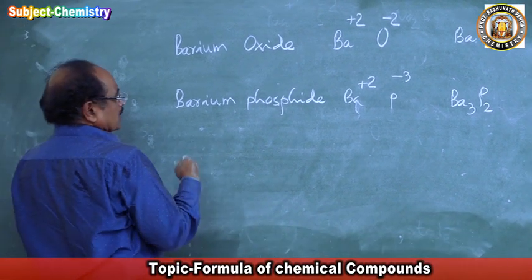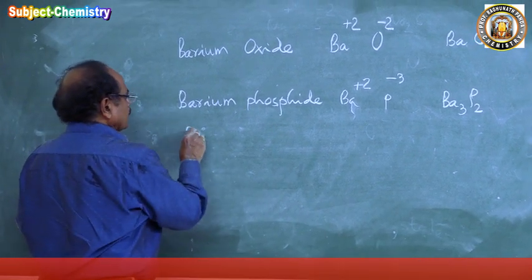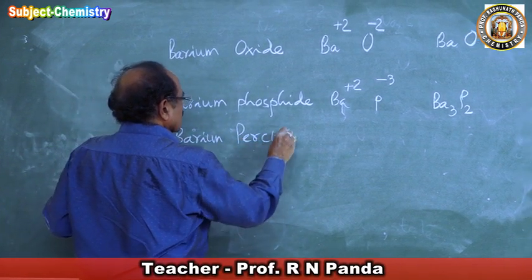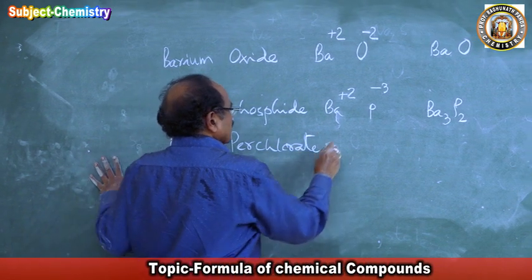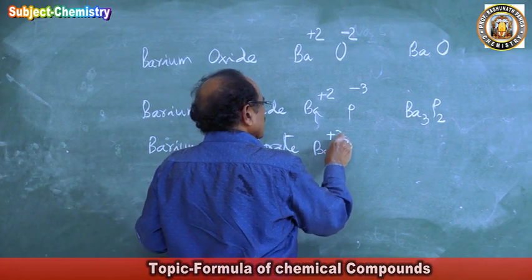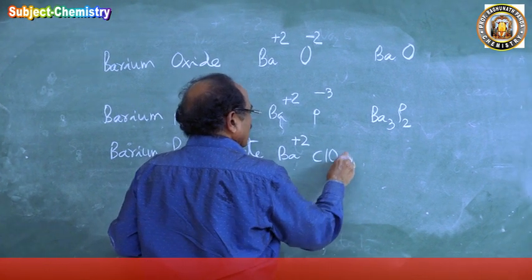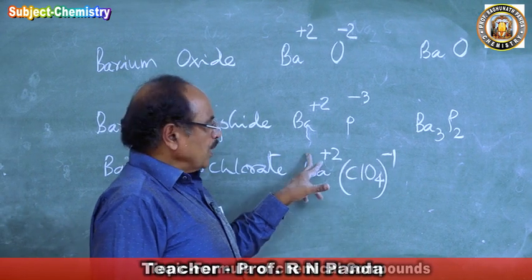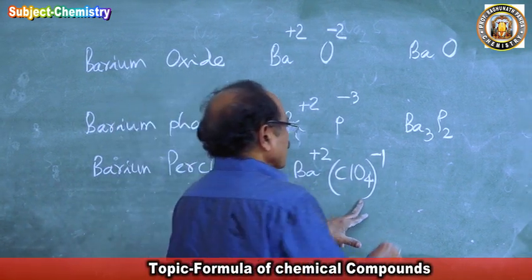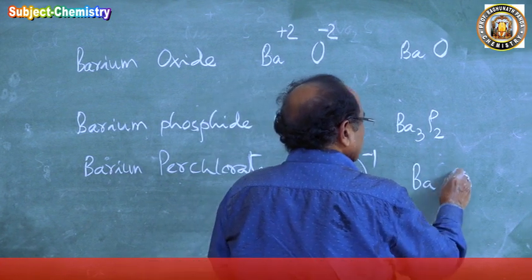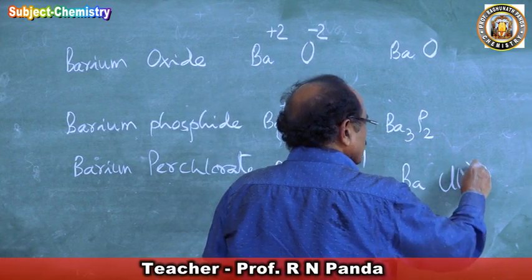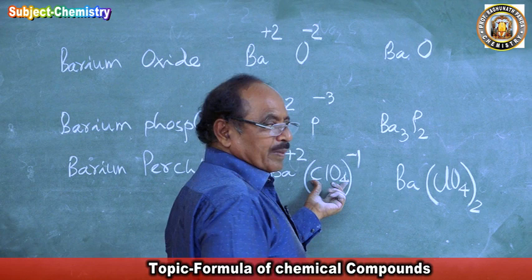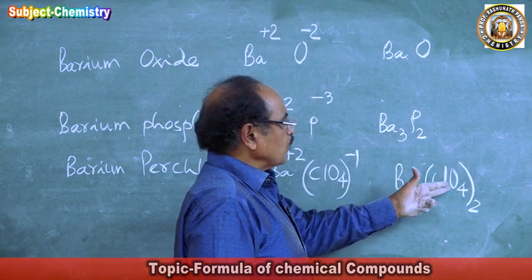Now let me go to some oxyanions. Suppose barium perchlorate. Barium perchlorate: Ba plus 2 and perchlorate ClO4 minus 1. So 1 will come to barium, 2 will go to perchlorate. So this will be Ba1 and ClO4 minus 2. Always write in a bracket. Why? Now this 2 will go to the whole perchlorate. So Ba(ClO4) twice.